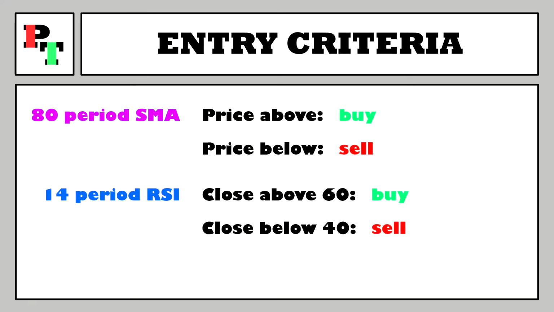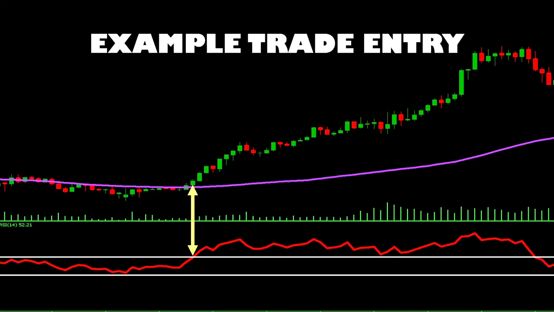And then when it comes to the RSI, if the simple moving average is telling us to take buy signals, then we'll enter a buy trade when the RSI first closes above the 60 value. If the SMA is leading us into sell signals, then we'll hop into a sell trade when the RSI first closes below 40. Here's a solid example of a decent entry that we've cherry picked out.